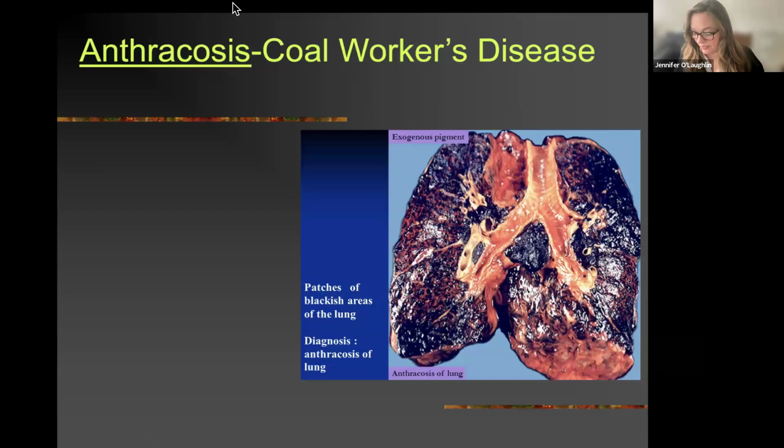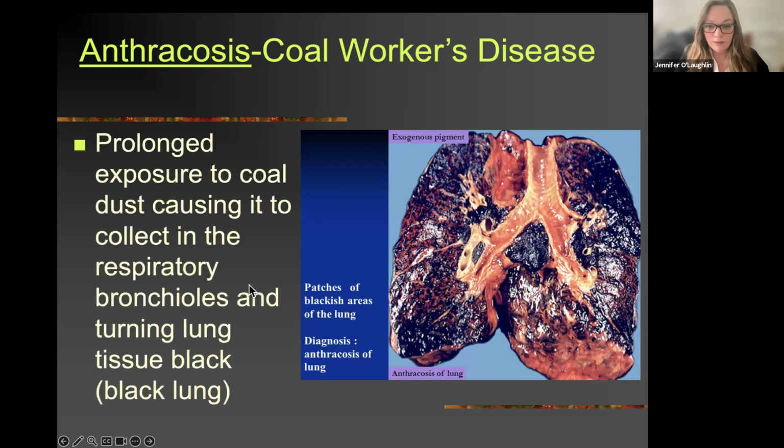And then the last of the dust diseases we'll talk about is anthracosis, or the coal miner's disease, also called black lung, which you can see here. The lungs have turned black instead of pink now. On autopsy, the lungs actually have this black appearance. This happens from, again, usually prolonged occupational exposure to coal dust. The coal dust collects in the bronchioles, and it can actually turn the tissues of the lungs black, like you're seeing here. Not a nice, healthy pink.